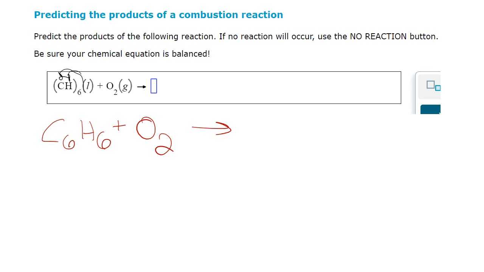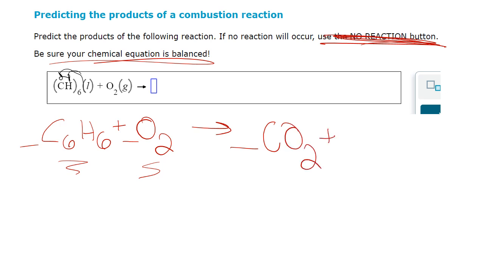But now we have, it's a combustion reaction. So we know that if a carbon-based compound reacts with oxygen, it's a combustion reaction. And it forms 2 things that you've heard of even before you took chemistry: CO2, carbon dioxide, and water. It doesn't matter which order you put the 2. And then we just got to balance it.